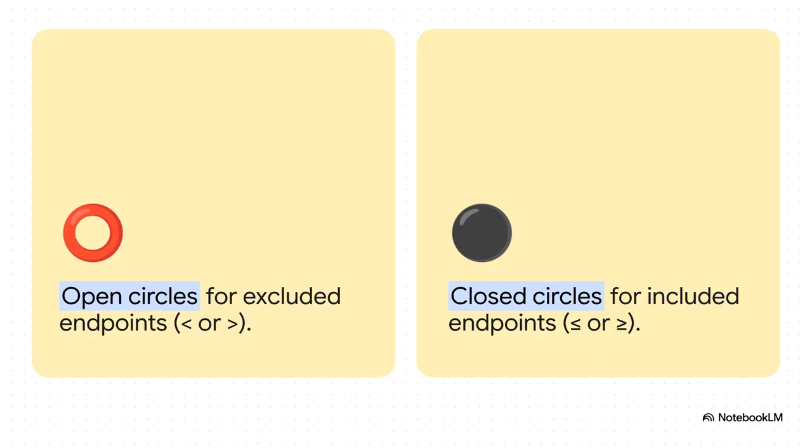Contrast that directly with closed circles. You use solid, colored-in circles for included endpoints. That's when your restriction says less than or equal to, or greater than or equal to. That equal to part, that's exactly what tells you to color in that circle. This distinction is absolutely vital for making sure your graph is mathematically rock solid.